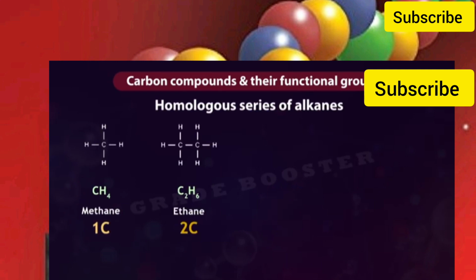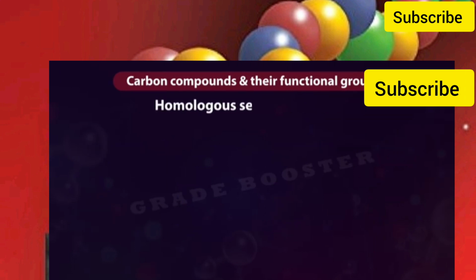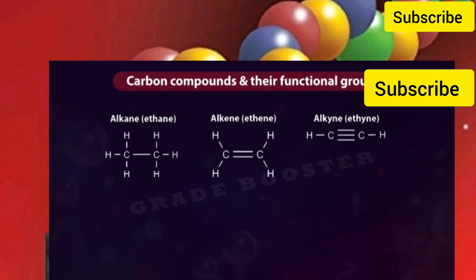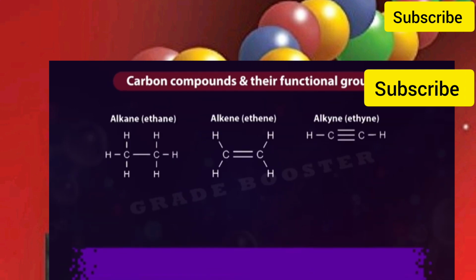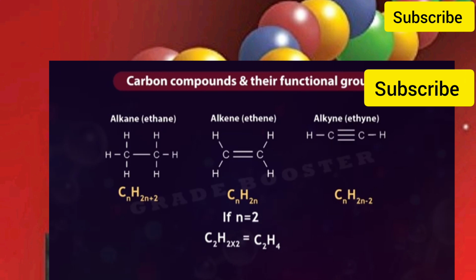Methane, ethane, propane, butane. The difference between each of these compounds is the difference in the number of units of CH2. This is the homologous series of alkenes. Ethene, propene, butene, pentene. In alkanes, alkenes and alkynes, we can observe that a specific ratio of carbon and hydrogen is maintained. For example, in alkenes, the CnH2n pattern is observed. If n is equal to 2, then the compound will be C2H2 into 2, that is C2H4.